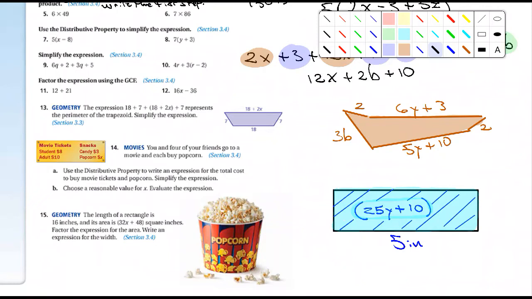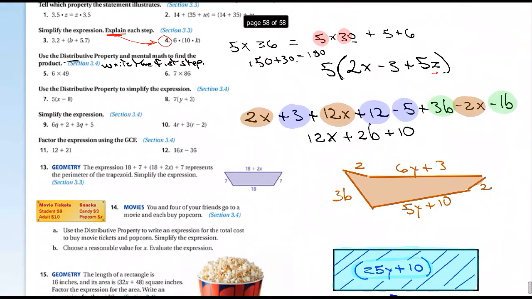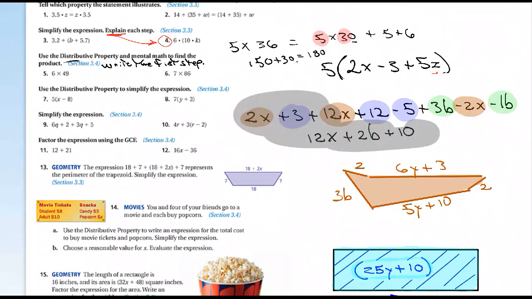Number 13, it says geometry, the expression, and they've got it here, 8 plus 7 plus, and then in parentheses, 18 plus 2x, and then outside the parentheses, plus 7, represents the perimeter of the trapezoid. Simplify the expression. In your workbook, we did something similar, but here's one that's like it, but it's even more complicated. So let's do that one together. Let me erase these so I have some room to work.